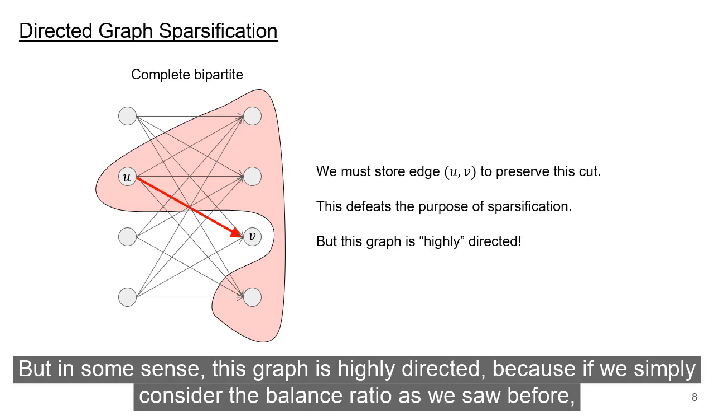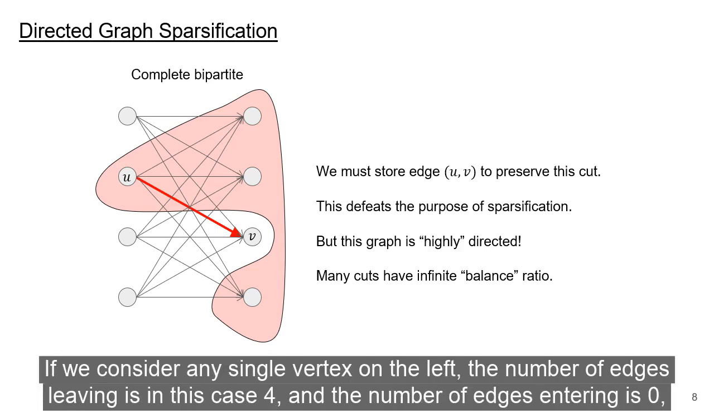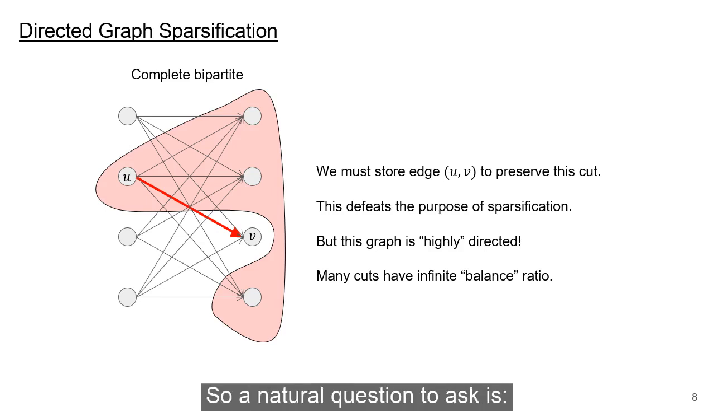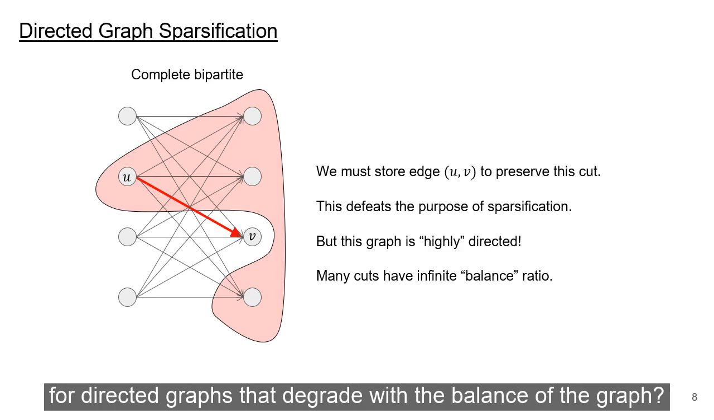But in some sense, this graph is highly directed, because if we simply consider the balance ratio, as we saw before, for any cut, the number of edges leaving to the number of edges incoming, many cuts have infinite balance ratio. If we consider any single vertex on the left, the number of edges leaving is, in this case, 4, and the number of edges entering is 0. So the ratio would be infinity. A natural question to ask is, is there a way we can take this balance parameter and use it to construct graph sparsification algorithms for directed graphs that degrade with the balance of the graph?